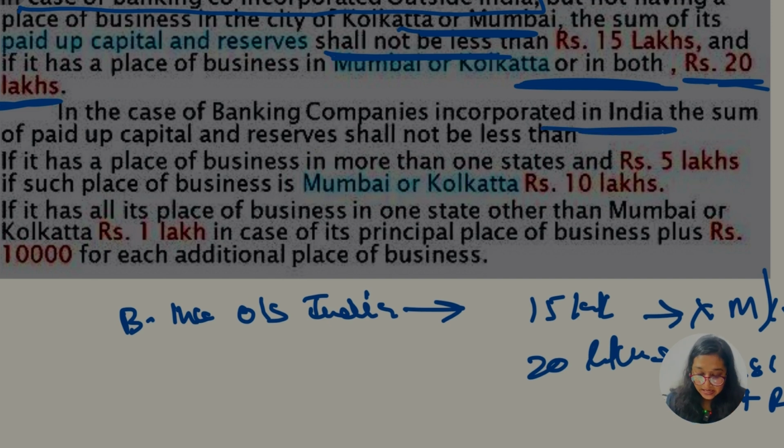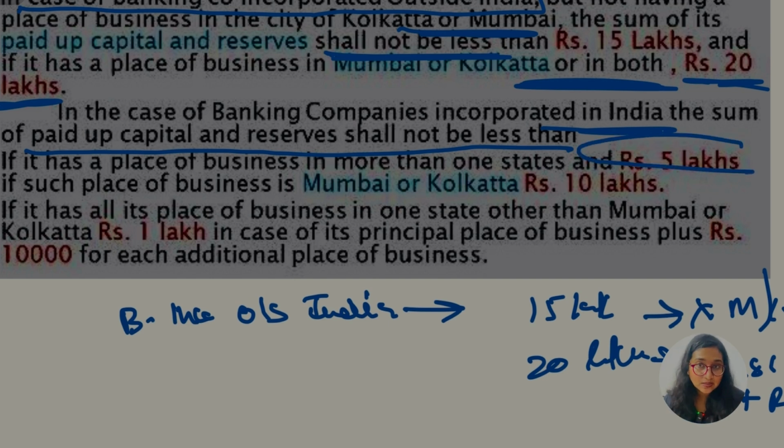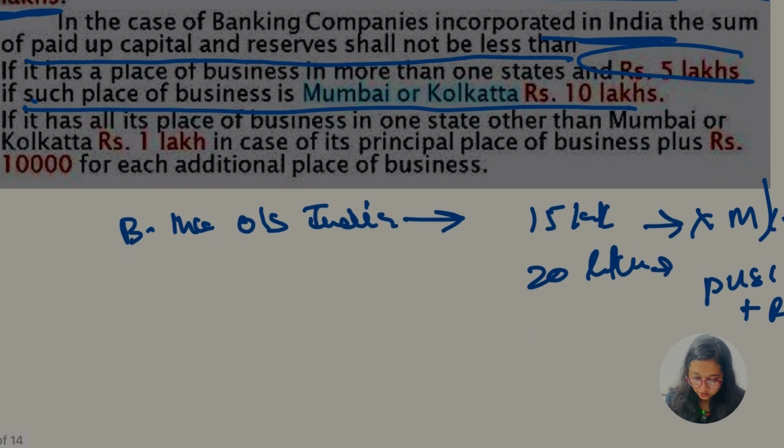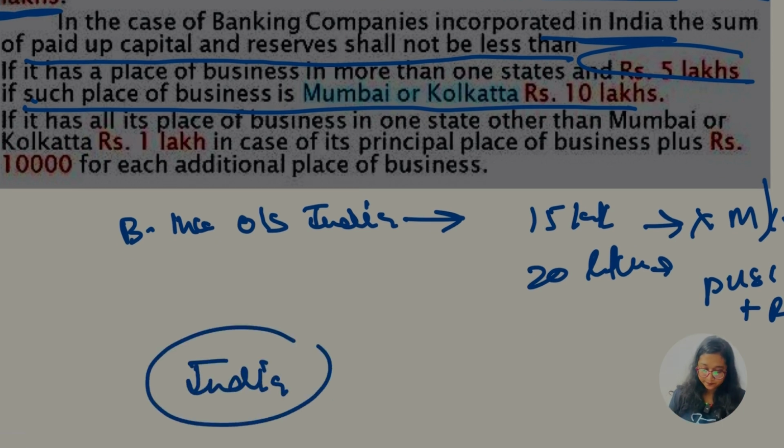Let's go for the second point. In case of a banking company incorporated in India, earlier it was said incorporated outside India. Now they are saying if it is incorporated in India, the sum of paid up capital and reserve shall not be less than, first part outside India, now inside India. If it has a place of business in more than one state, in that case 5 lakh, and if such place of business is Mumbai, Kolkata, in that case 10 lakh.